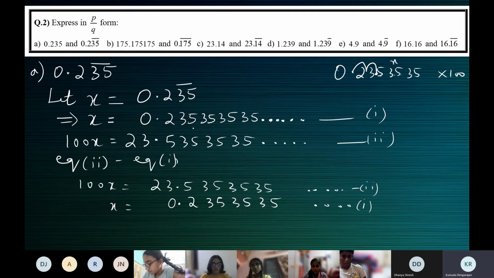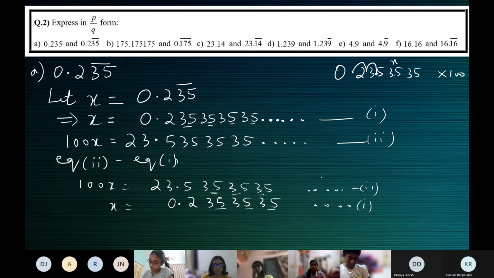Now you'll ask me, here in 100x we have 35, 35, 35, 4 times. Why have you written only 3 times here? I told you, you don't count that. That is going on forever. You write how many ever times you want. I wrote it only 3 times here because above I have 3 times. That's all. Going on forever. Place the decimal point carefully. I've written 100x and then x.